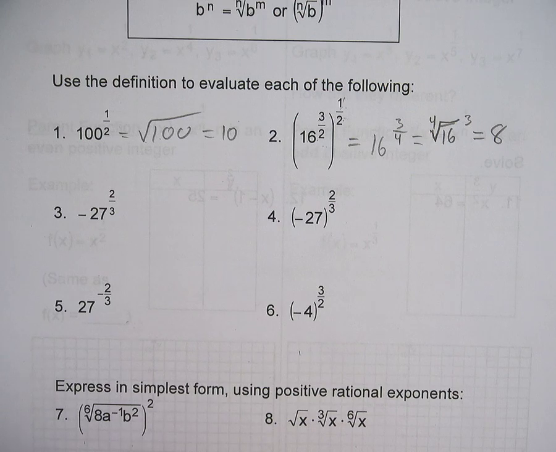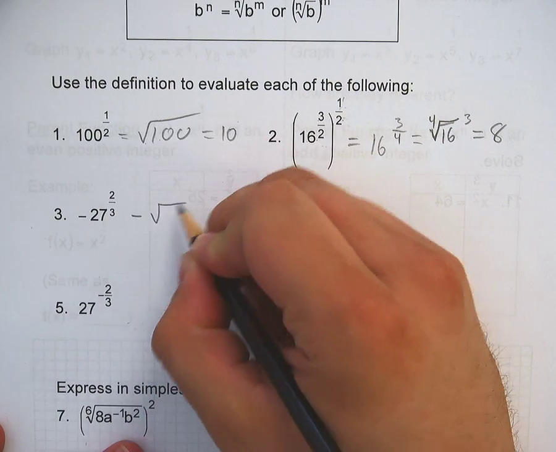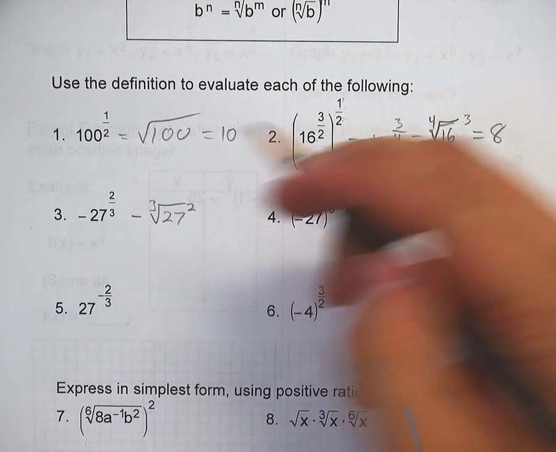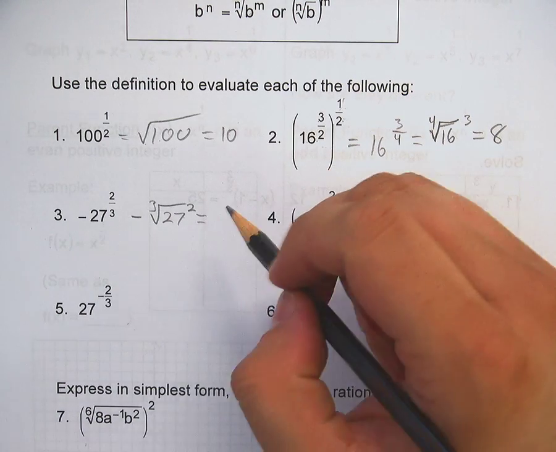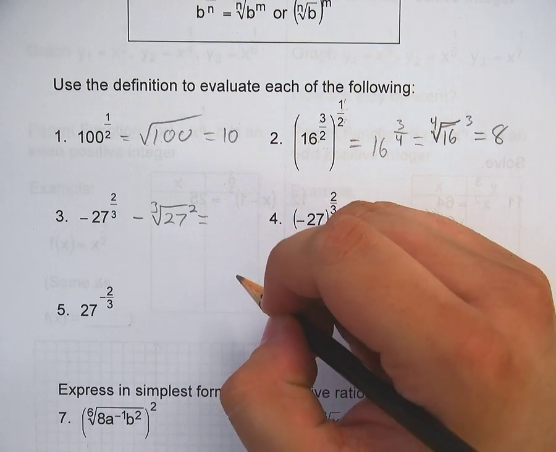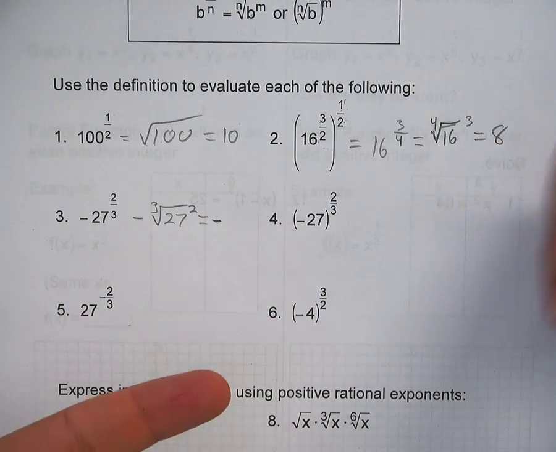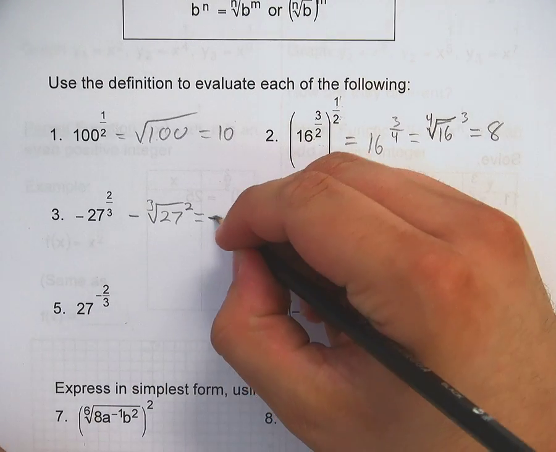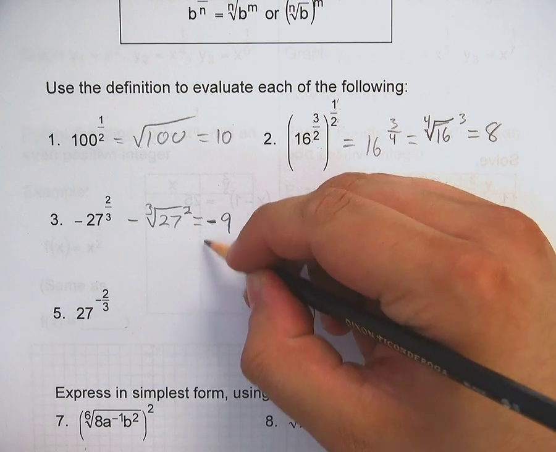Negative 27 to the 2/3 is the same thing as saying negative cube root of 27 squared, which the cube root of 27 is 3. So the question here is what order to do this in. The negative always stays outside for last because of order of operations. Parentheses, then exponents, then multiplication. So it's going to be a negative 3 squared, which is 9.